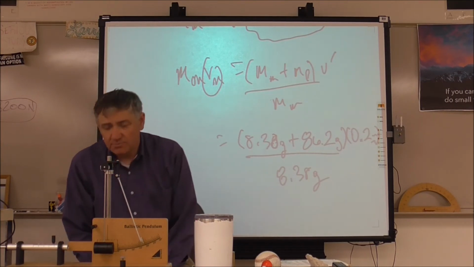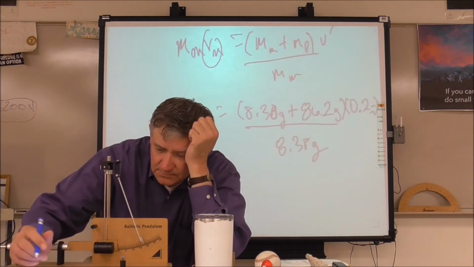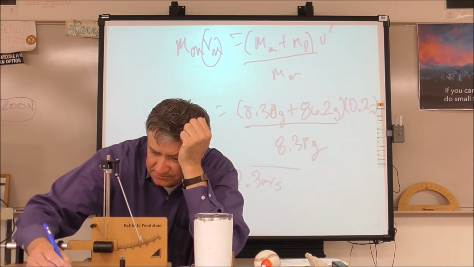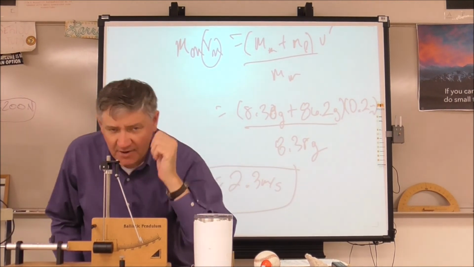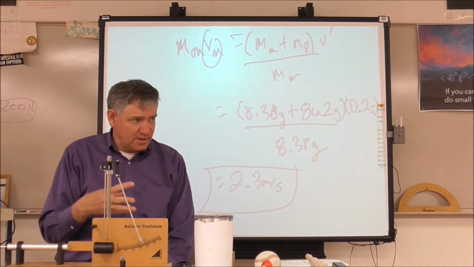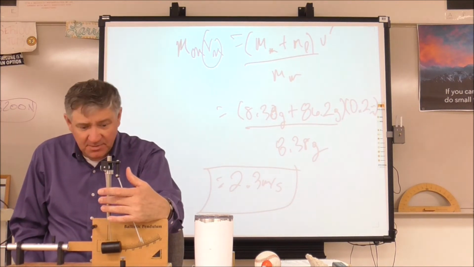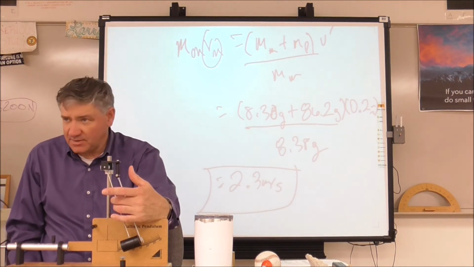2.28? Yeah. So 2.3 meters per second. So that's how fast the marble was moving before it hit the ballistic pendulum and then moved up like this.